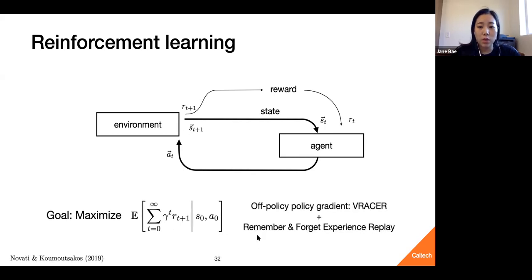For this, we use the Smarties package that was developed by Guido Novati in Petros's group. We use an off-policy gradient method called V-RACER, along with a remember and forget experience replay. This allows us to keep experiences that are close to our current policy while discarding ones that are far away. So this is how we do our reinforcement learning model.